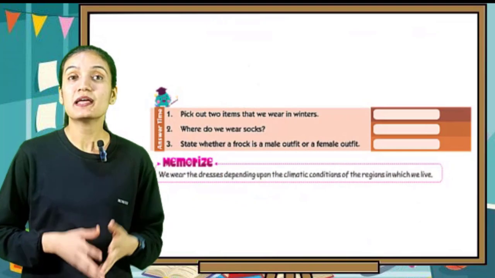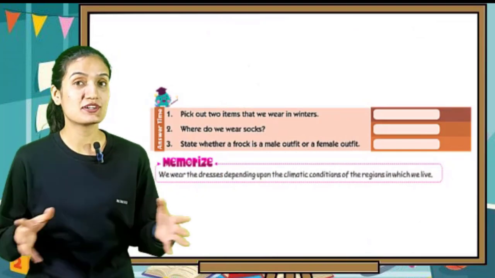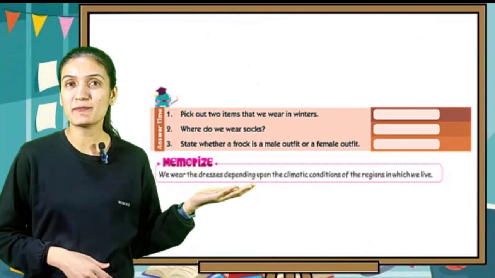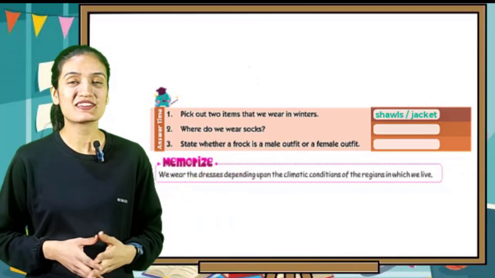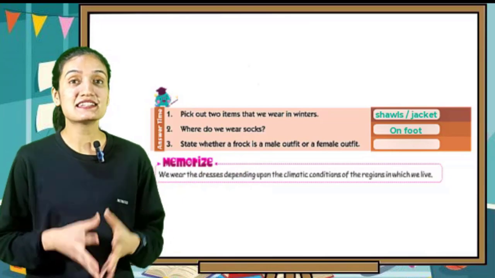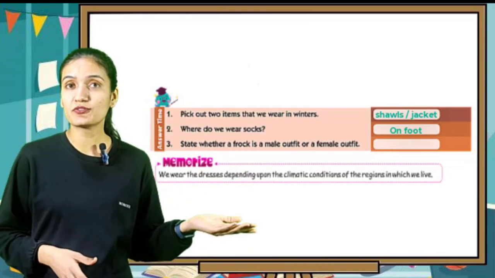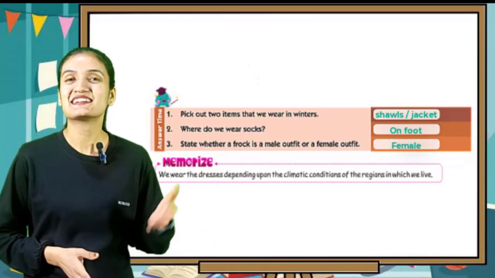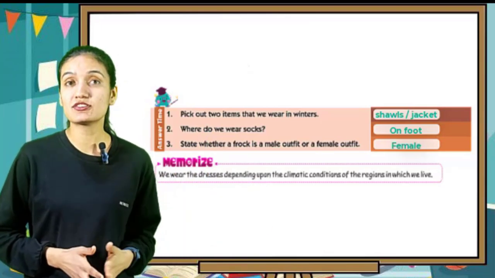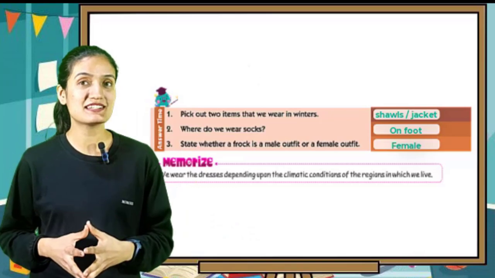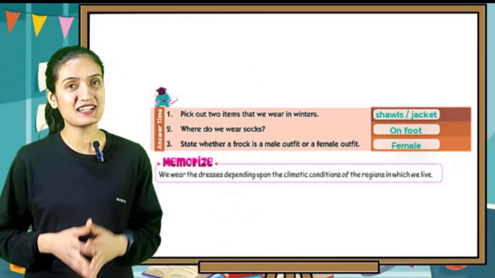Now answer time. Pick out two items that we wear in winters. Those are shawl and jacket. Where do we wear socks? On foot. State whether a frock is a male outfit or a female outfit. It is a female outfit. Now kids, memorize. We wear dresses depending upon the climate conditions of the region in which we live.